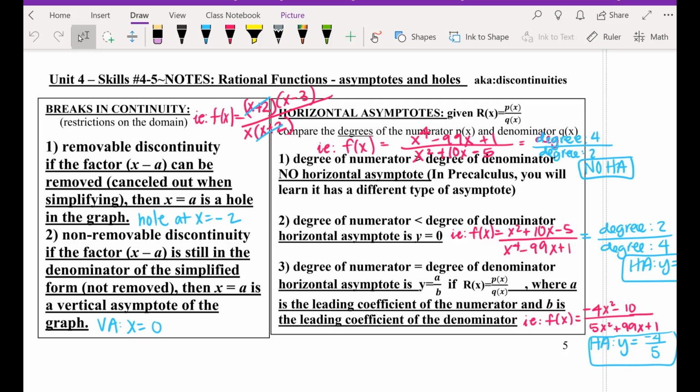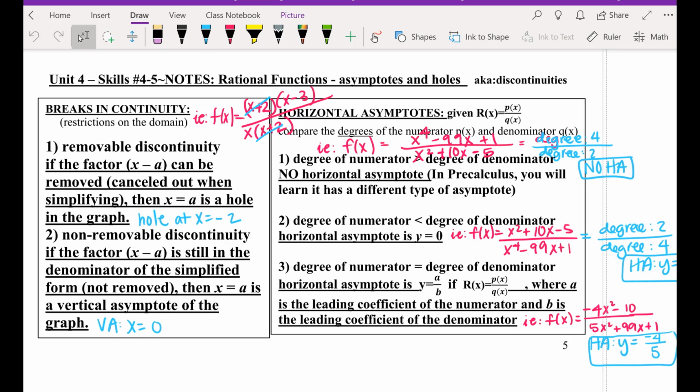Okay. So the day before, we did holes and asymptotes. Both vertical and horizontal asymptotes. So let's talk about the breaks in continuity. That means what x can't be. There are two kinds of breaks.